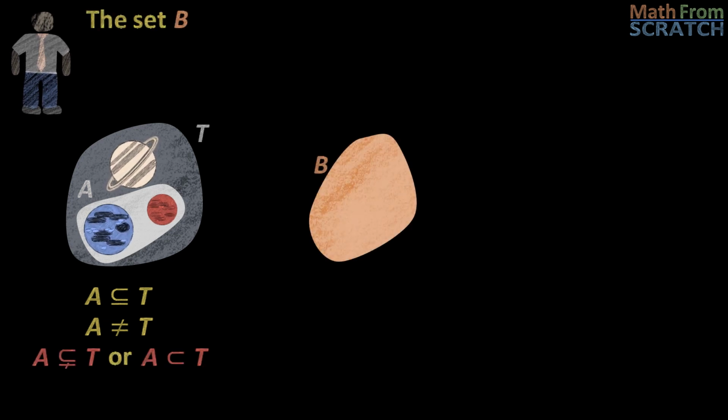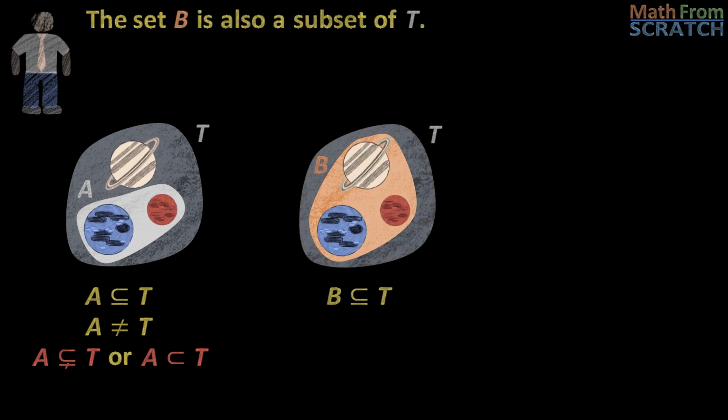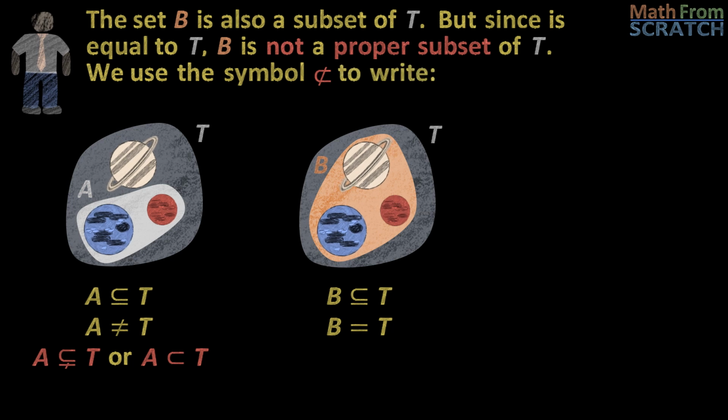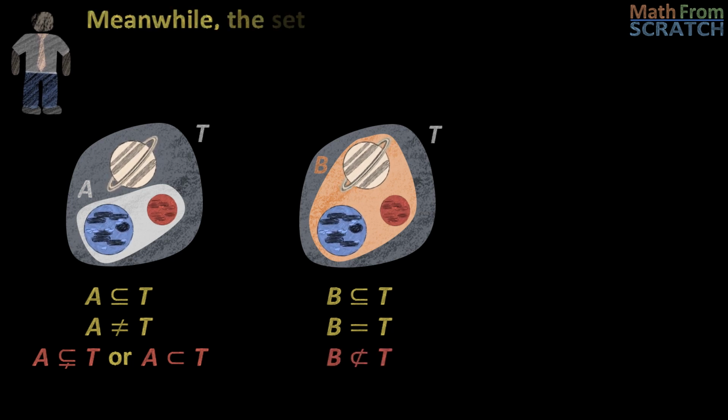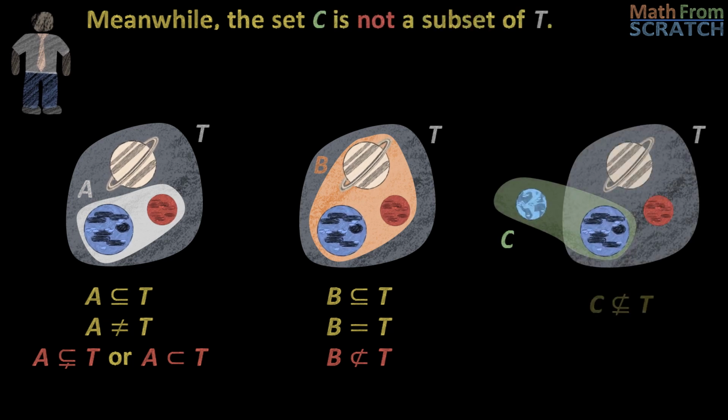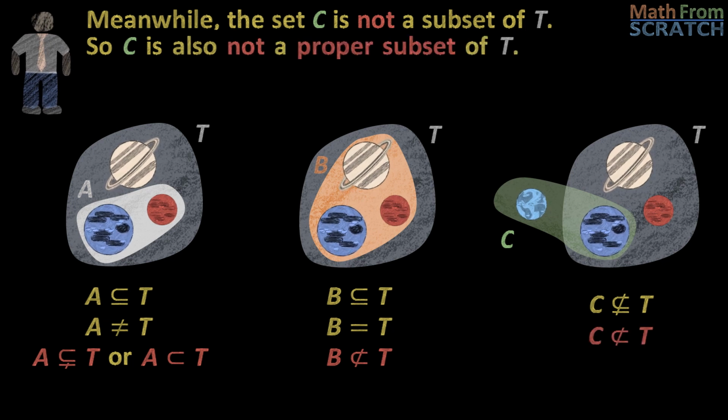The set B, {Mars, Saturn, Neptune}, is also a subset of T. But, since B is equal to T, B is not a proper subset of T. We use the symbol ⊄ to write B is not a proper subset of T. Meanwhile, the set C, {Earth, Neptune}, is not a subset of T. So C is also not a proper subset of T.